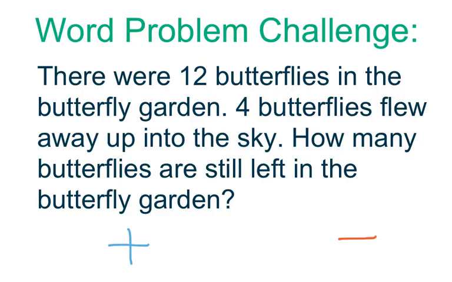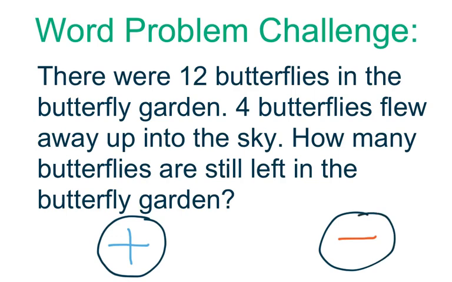Now let's look at the last part of our number corner, which is your word problem challenge. Your word problem for today says, there were 12 butterflies in the butterfly garden. 4 butterflies flew away up into the sky. How many butterflies are still left in the butterfly garden? Since this one doesn't have anything new or tricky, I'm going to let you decide this all by yourself. First, you need to decide if this is a plus or a minus problem. It might help to find some key words that give you hints.